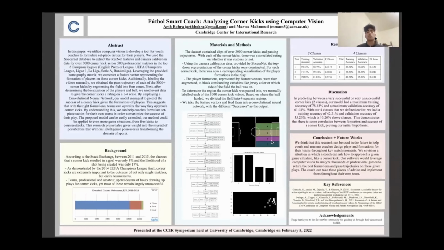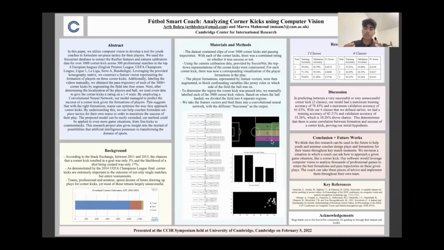Now, it was time to actually draw up a convolutional neural network to analyze these corner kicks. So we use 80% of our corner kicks for training, and we use 20% of our corner kicks for validation. The whole idea behind using a neural network was that if we input the formations of the players as our inputs, and our outputs represent the eventual success of the corner kick, then eventually, if a new formation is plugged into our neural network, it can predict how successful the corner kick will be.